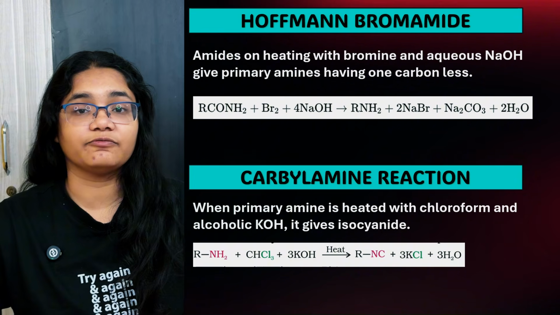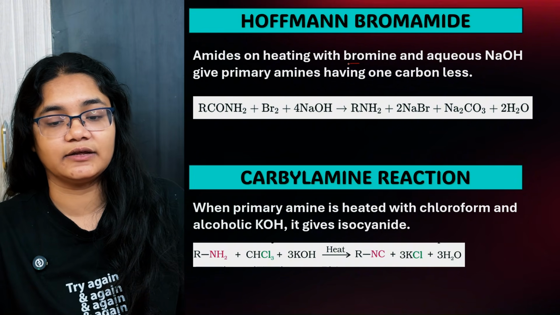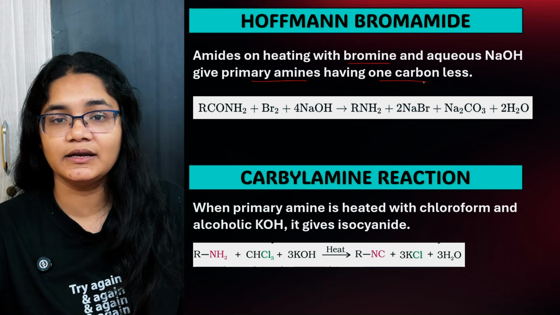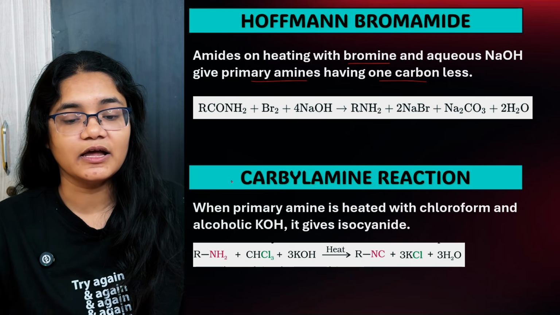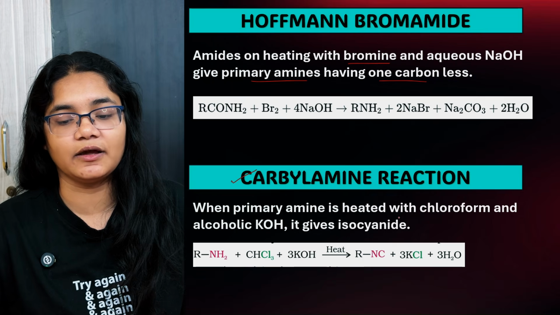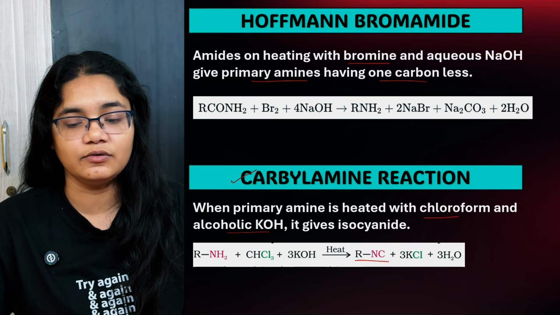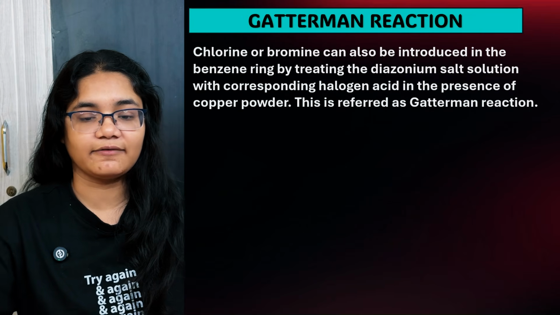Next, we'll talk about Hofmann bromamide degradation. Amides on heating with bromine and aqueous NaOH give primary amines having one carbon less. Next, we have carbylamine reaction. So when primary amine is heated with chloroform and alcoholic KOH, it gives you isocyanide group. Next, we have Gattermann reaction.